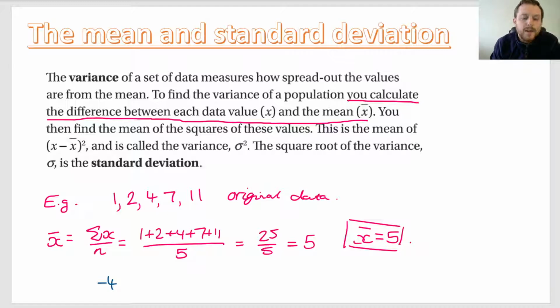What's going to happen if I take away the mean of the original data is I'm going to create 5 new numbers, and the mean of those will now be 0. So the mean of those will actually now be 0, which is interesting.